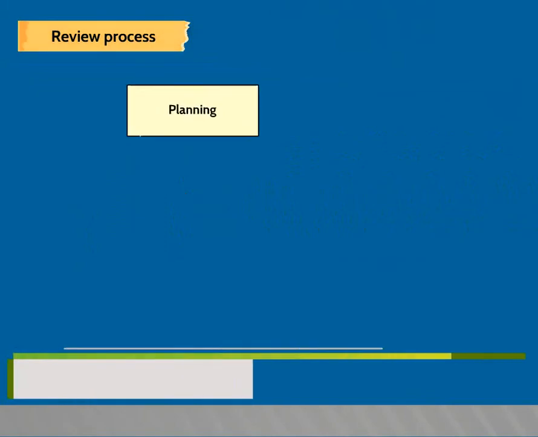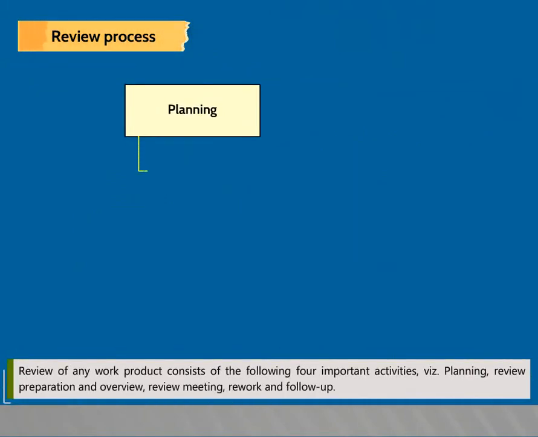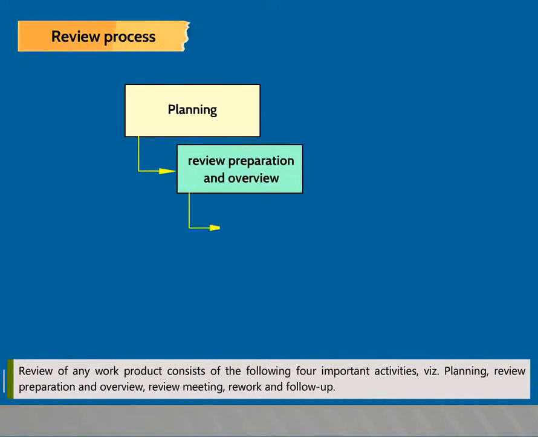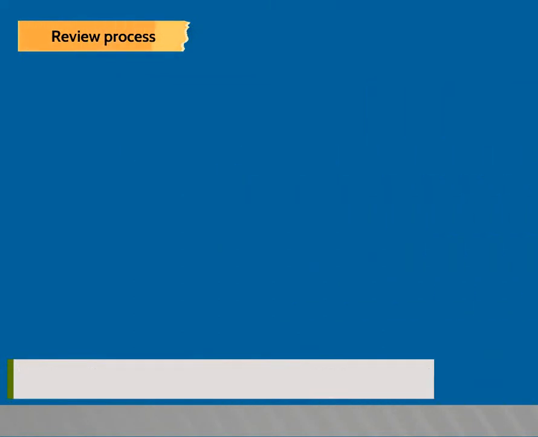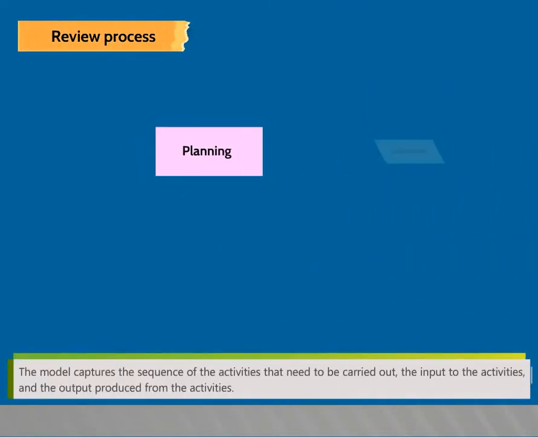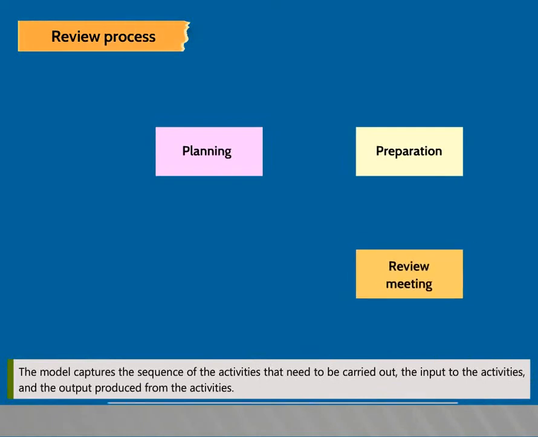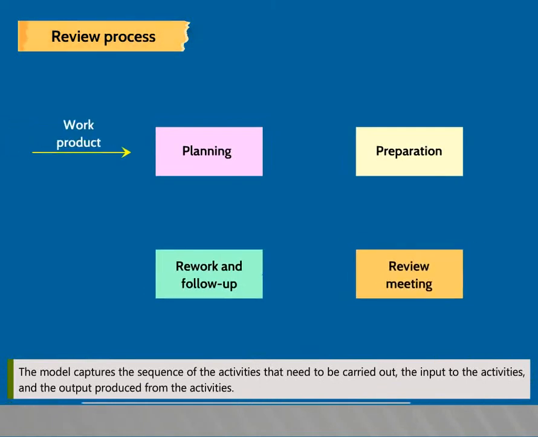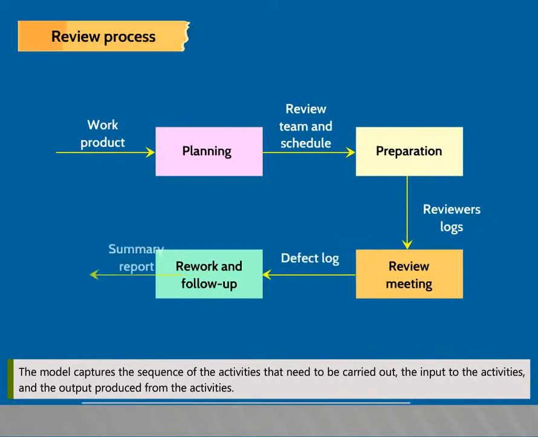Review process. Review of any work product consists of the following 4 important activities. They are planning, review preparation and overview, review meeting, rework and follow-up. The model captures the sequence of the activities that need to be carried out, the input to the activities, and the output produced from the activities.